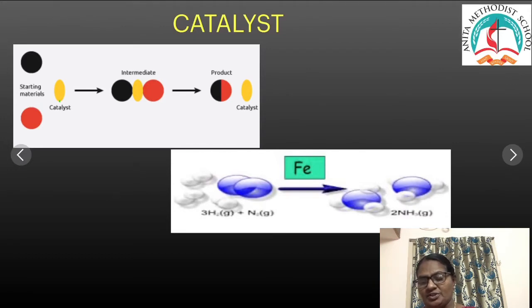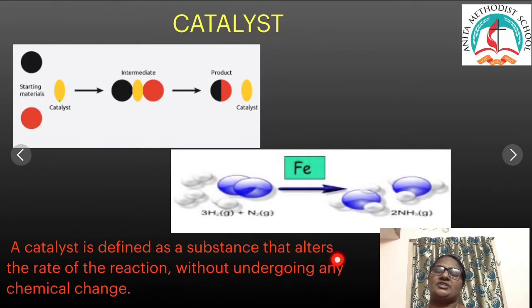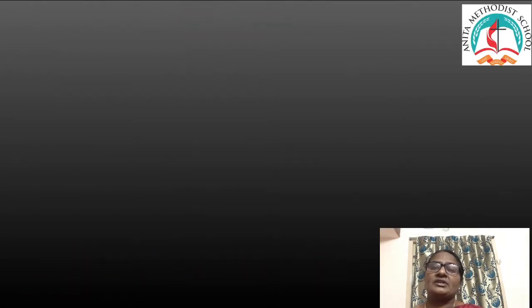So we are going to define a catalyst. A catalyst is defined as a substance that alters the rate of the reaction but without taking part in the chemical reaction. Such a substance is called a catalyst. Let's try to understand the characteristics of a catalyst. What are the various characteristics of a catalyst?